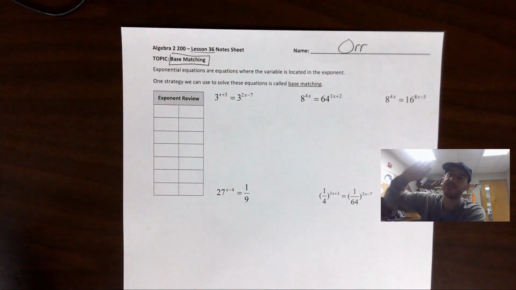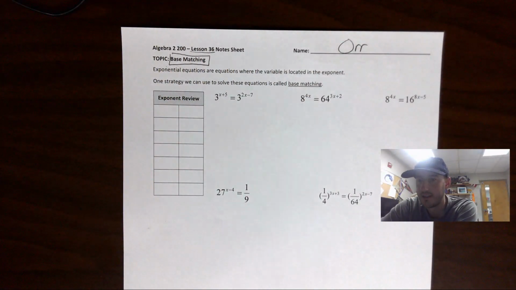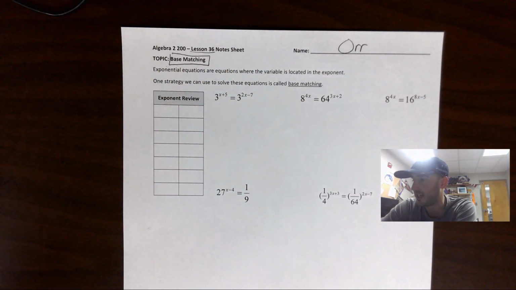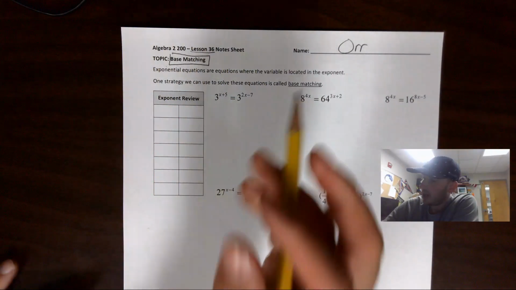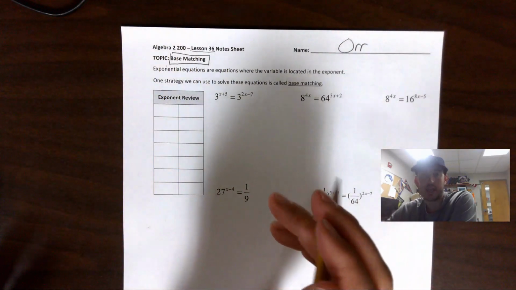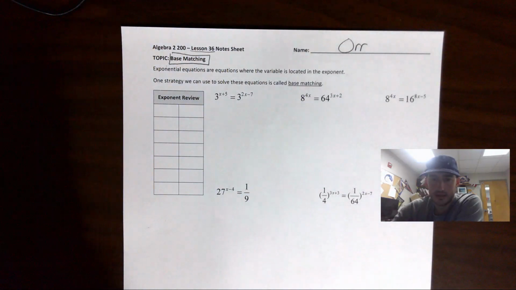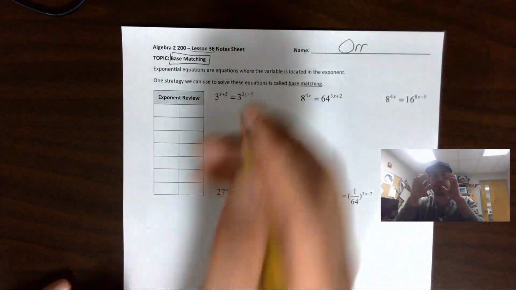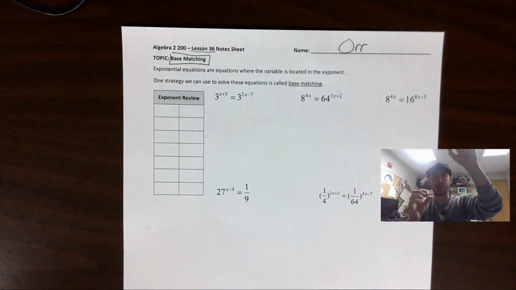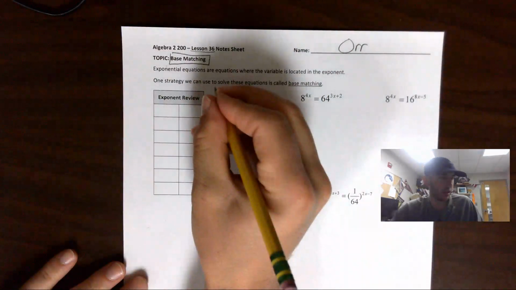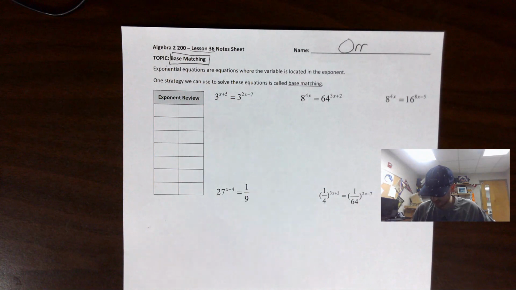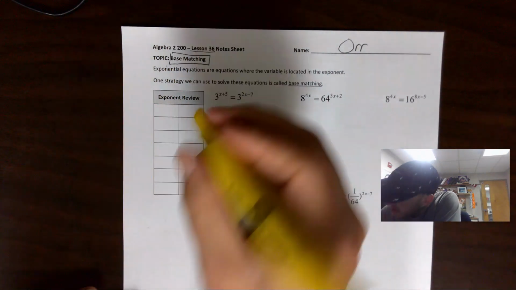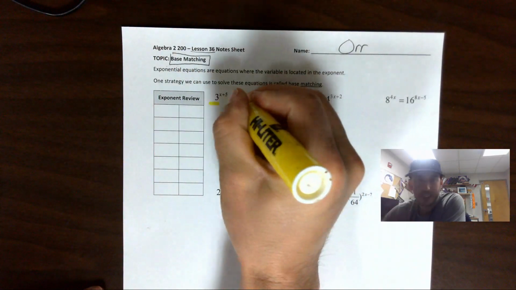We're going to learn a different strategy down the road, like next week or something like that. But for now, just base matching. Let's look at the first one, and then we'll stop and talk about a few things. In this first one, the base is always the big number that is being raised to something. Let's notice that the bases match.